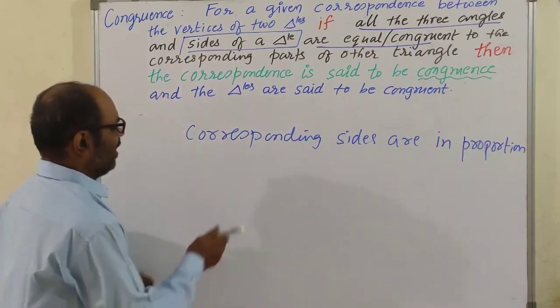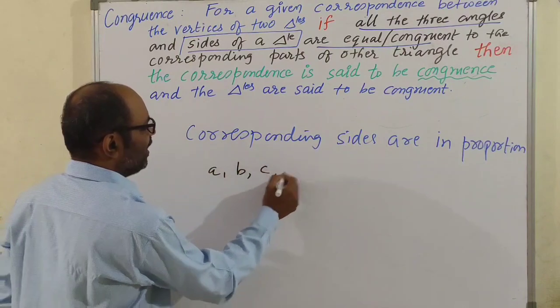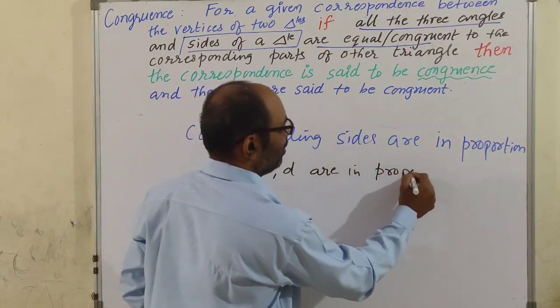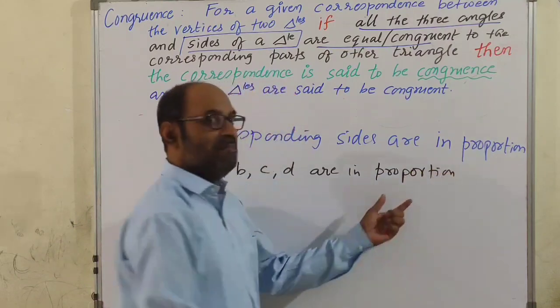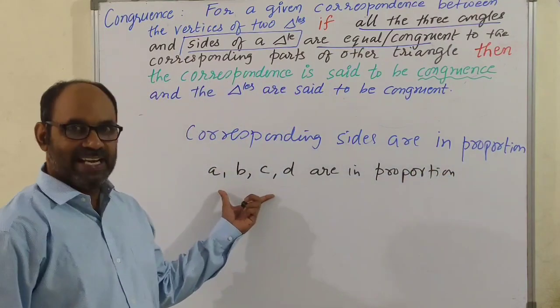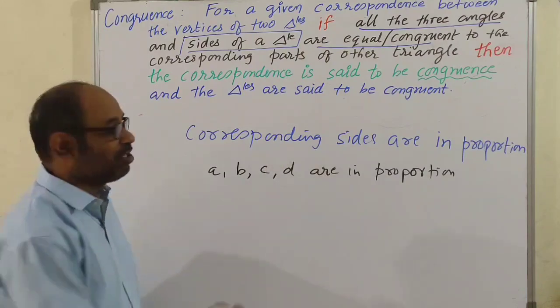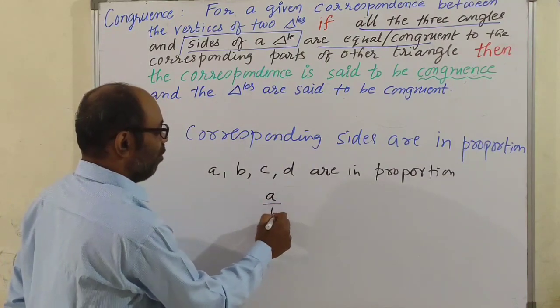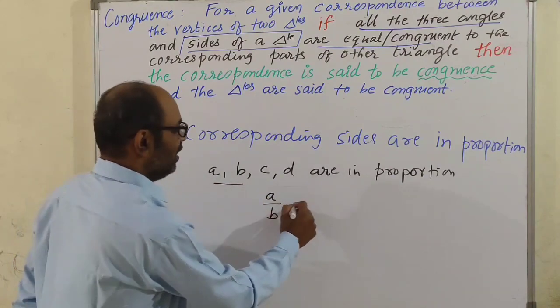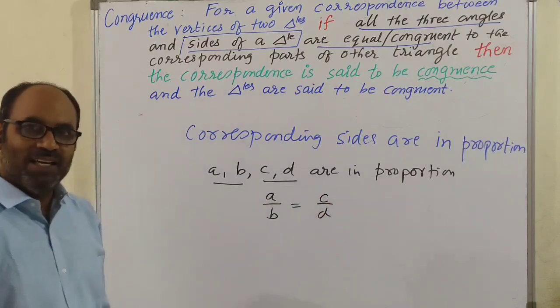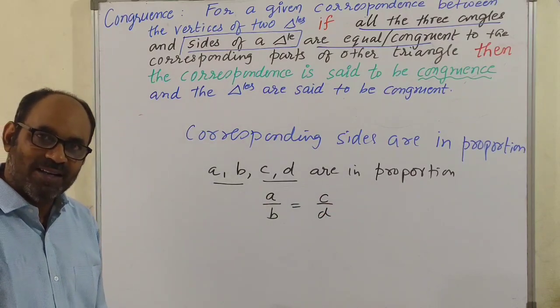Let's try to understand. A, B, C, D are in proportion. Let's try to understand the meaning of proportion. These are four real numbers, A, B, C, D. If you say A, B, C, D are in proportion, it means A upon B, the ratio of first two, is equal to ratio of next two, C upon D. A upon B is equal to C upon D.